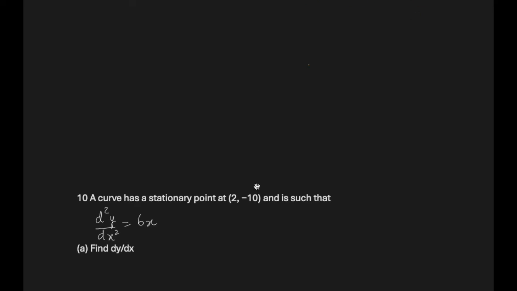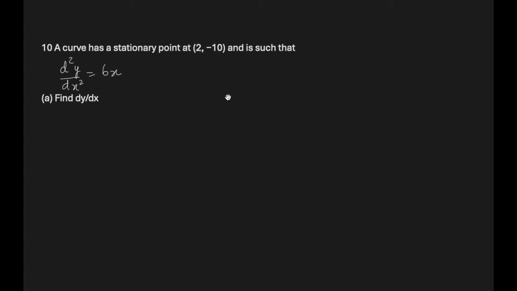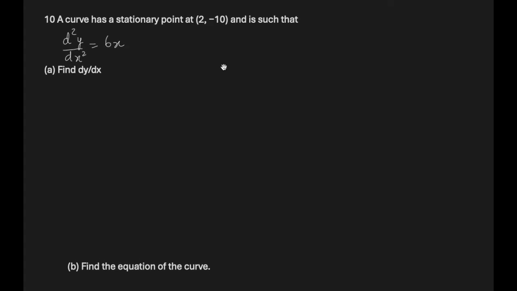Okay, question number 10. It says a curve has a stationary point at this such that the second derivative is 6x. So find dy over dx. Whenever we have a stationary point, suppose this is the curve, this is a stationary point where the gradient dy over dx is 0. This is also a turning point or stationary point where dy over dx is equal to 0.